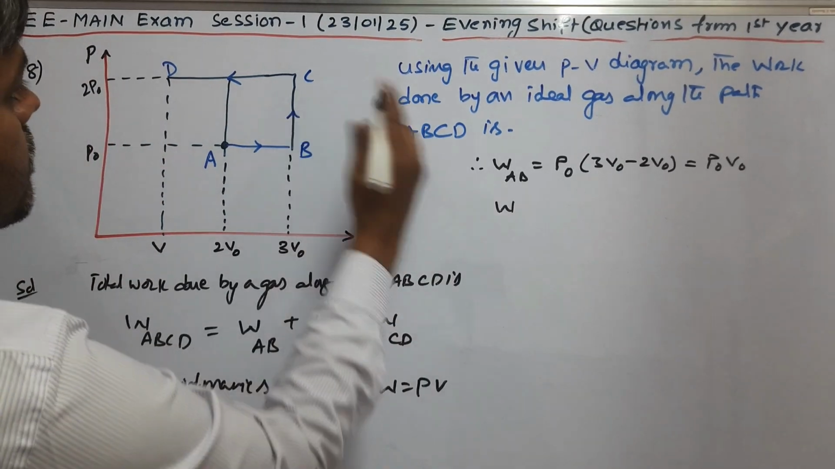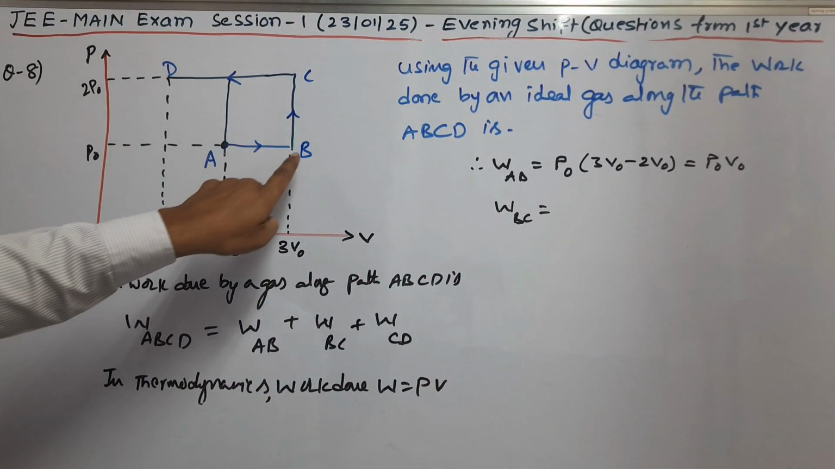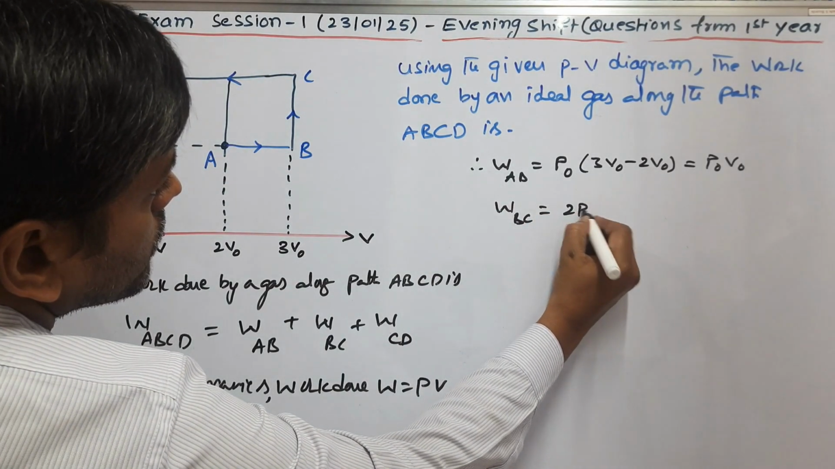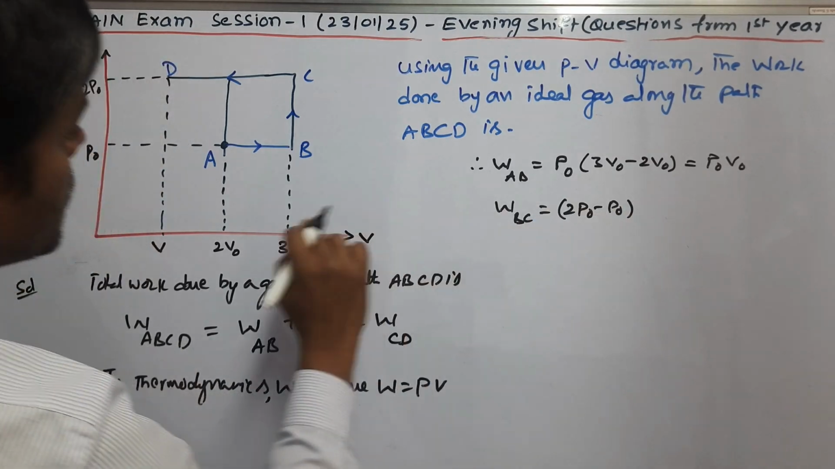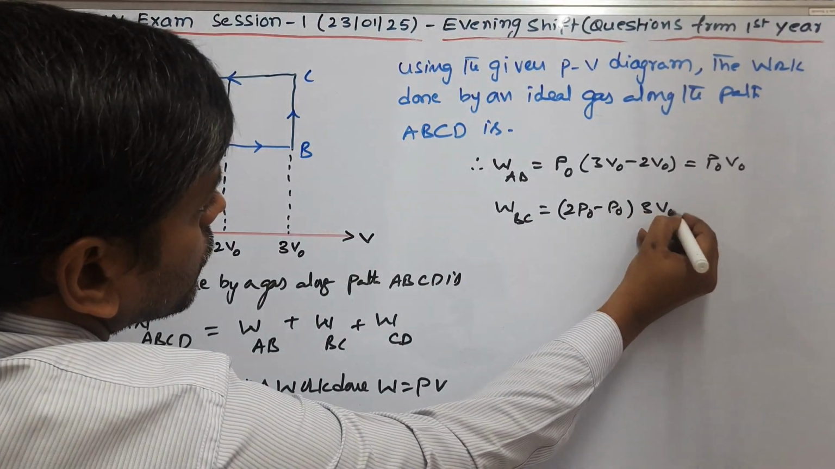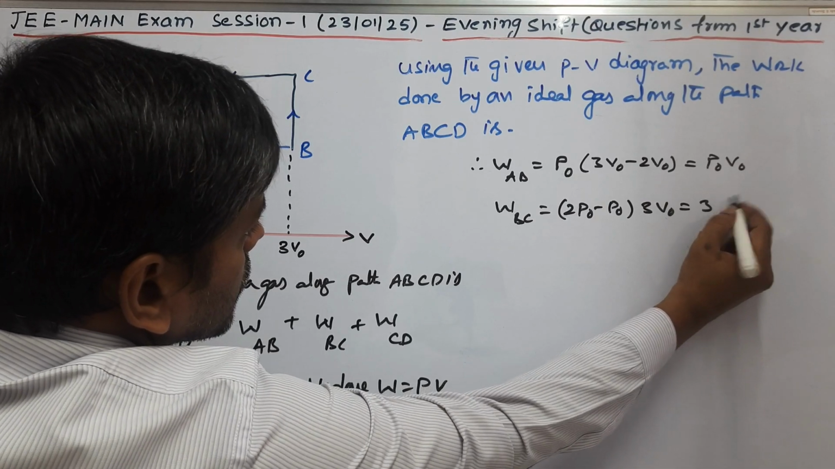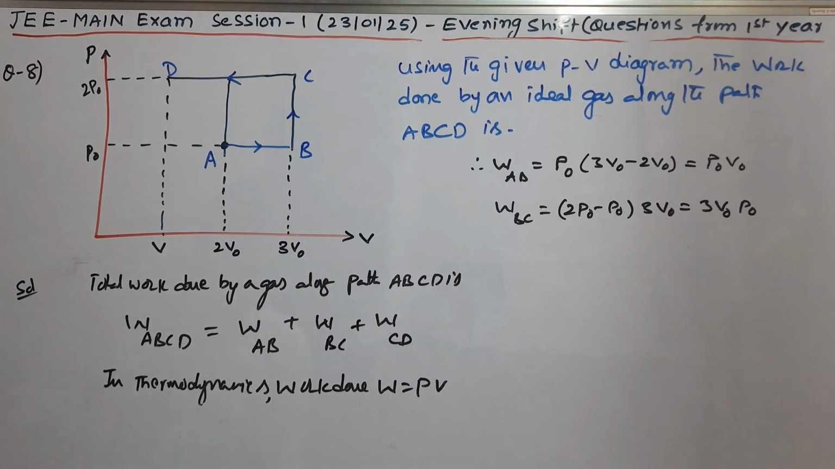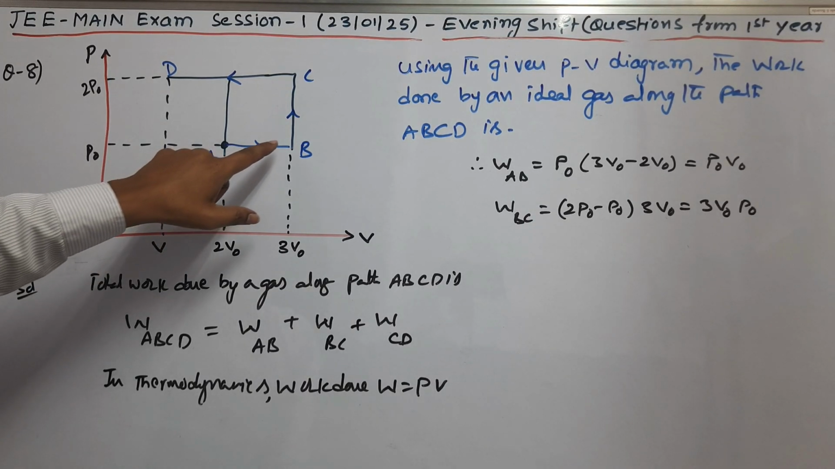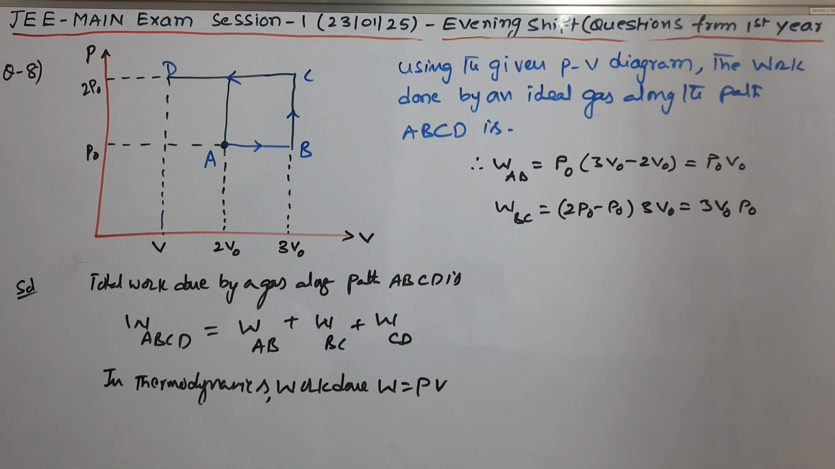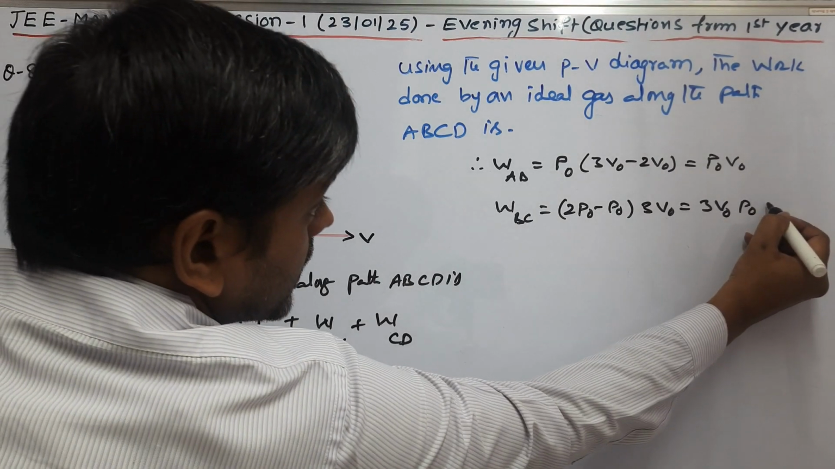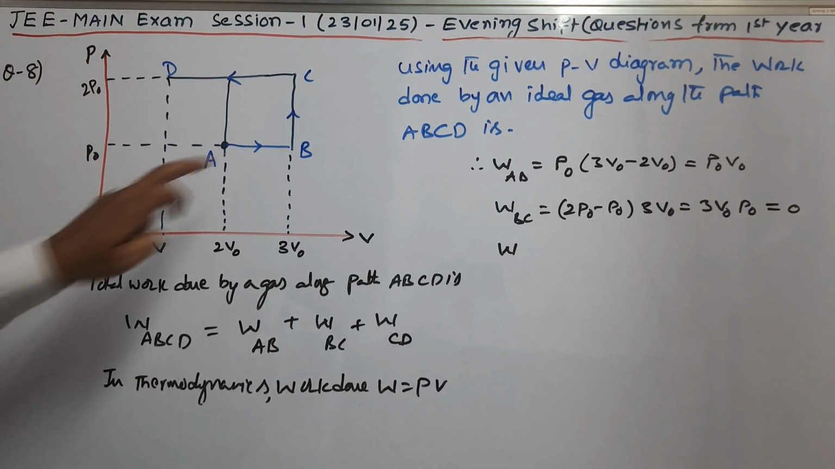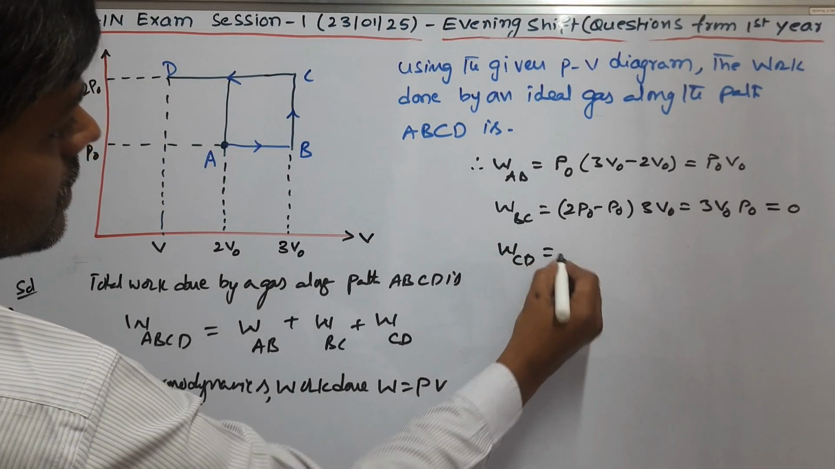Next, work done by the gas from B to C. Here volume remains constant, but pressure changes from P naught to 2 P naught. So, change in pressure 2 P naught minus P naught into volume 3 V naught. But here, if there is no change in volume, then what happens? Work done is equal to 0.